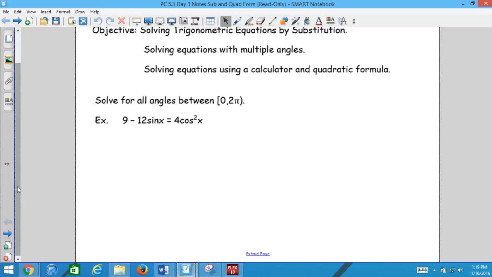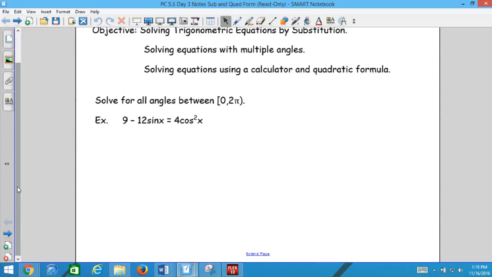So this first one, we have sines and cosines in the same equation. We want to convert something over using those identities that we spent last week on. We want to use the identities to convert something so that we only have the same trigonometric function. So do I want to change sine x into cosine, or do I want to change cosine squared into sine x?